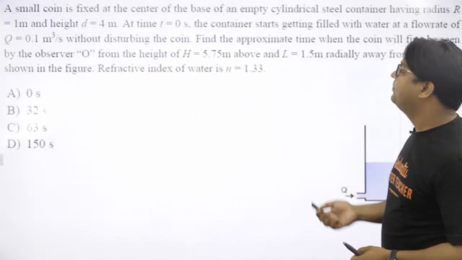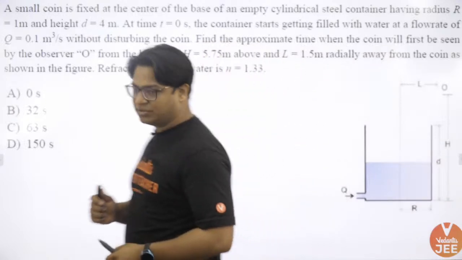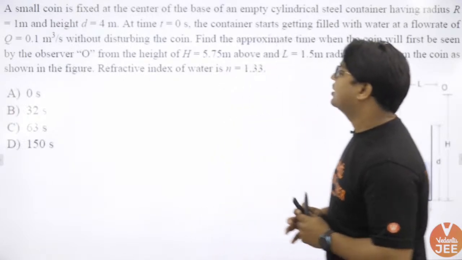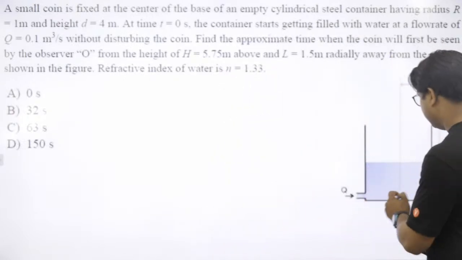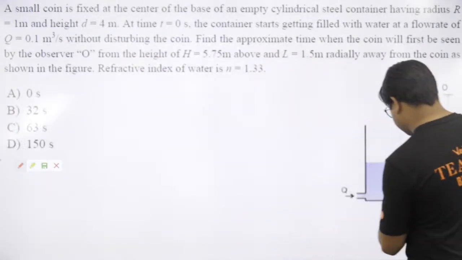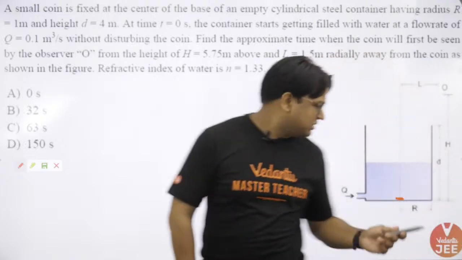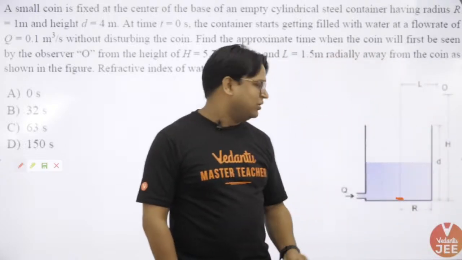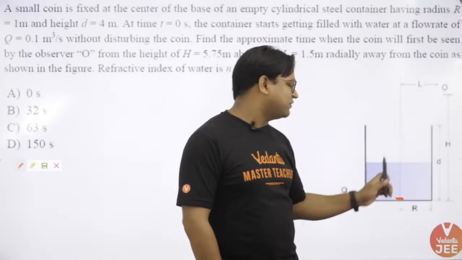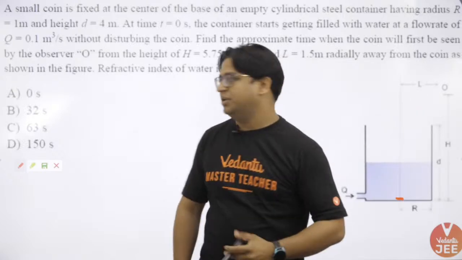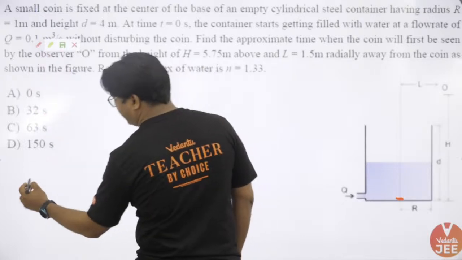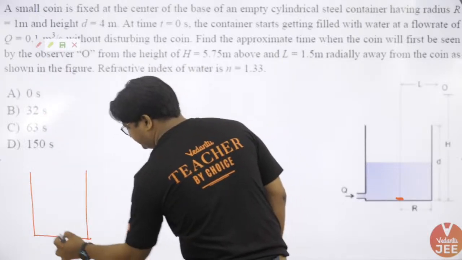Okay guys, now this question, this is a very calculation based question, good question. Small coin is fixed at the center of base, so there is an object somewhere here, and we are looking from here. So using the dimensions given, as of now this object will not be visible. Without any water the object will not be visible, because the situation is somewhat like this. I'll draw the figure here. The situation is somewhat like this.